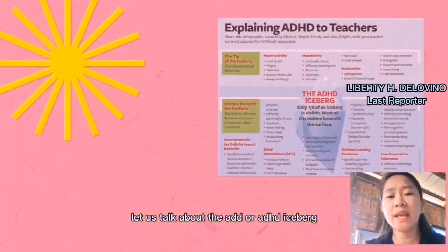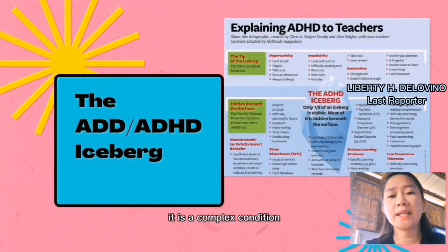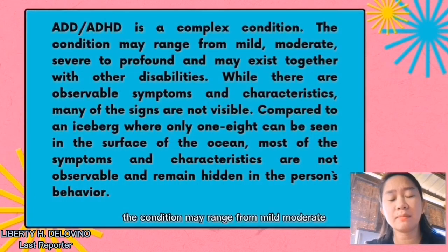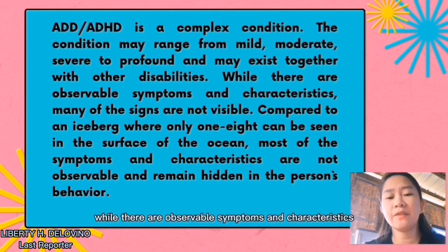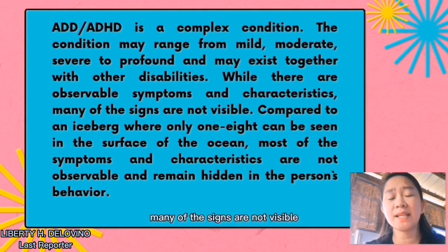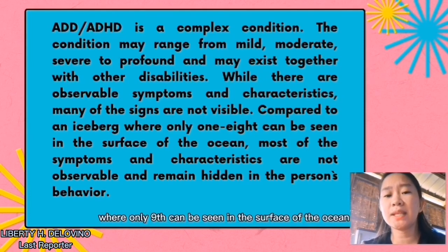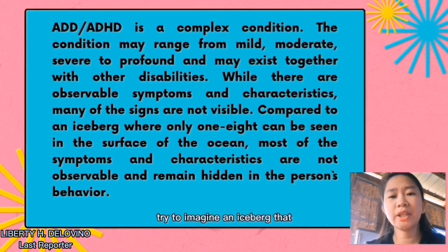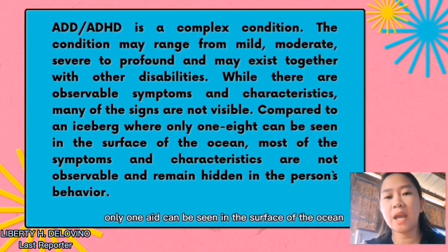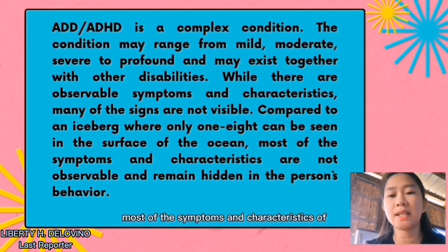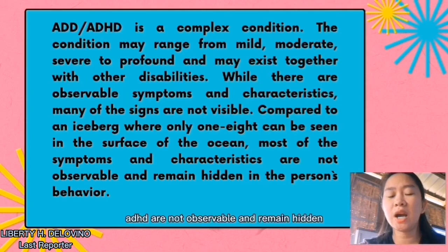Let us talk about the ADD or ADHD iceberg. It is a complex condition. The condition may range from mild, moderate, severe to profound, and may exist together with other disabilities. While there are observable symptoms and characteristics, many of the signs are not visible. That is why it is called the ADD or ADHD iceberg, compared to an iceberg where only 1/8 can be seen on the surface of the ocean. Try to imagine an iceberg where only 1/8 can be seen on the surface of the ocean. Most of the symptoms and characteristics of ADD or ADHD are not observable and remain hidden in the person's behavior.